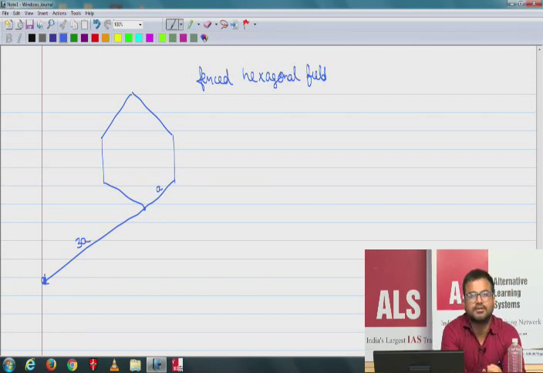Okay, shall we do this question? Shall we start? Shillong.